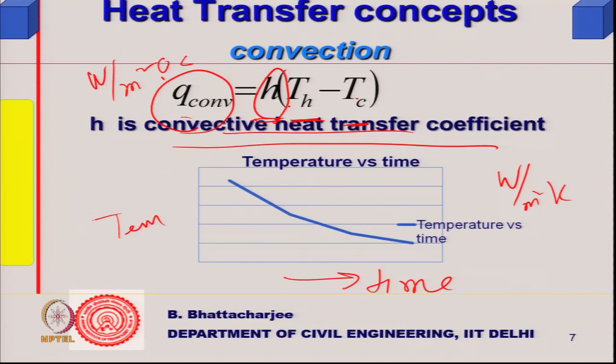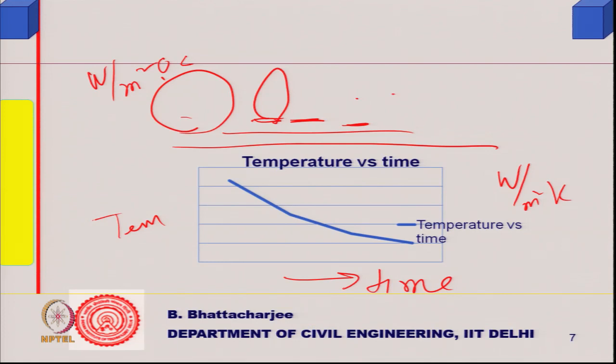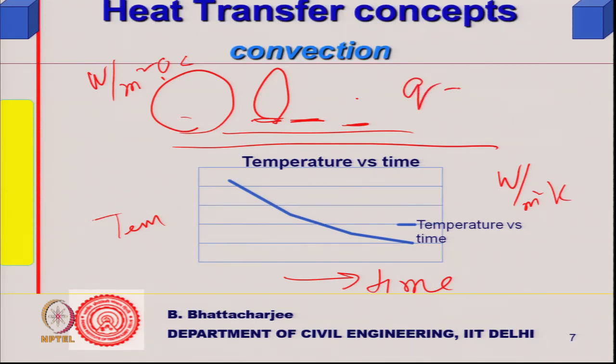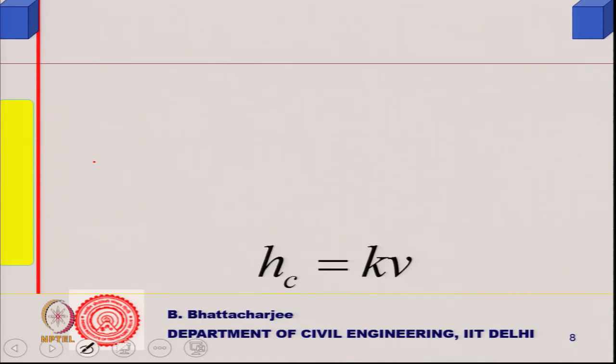What is the unit of thermal conductivity? Because we said Q equals K dT by dx, this is watt per meter square and this is degree centigrade per meter. So, it will actually be watt per meter degree centigrade. The unit of K will be watt per meter degree centigrade, okay. And the unit of convective heat transfer coefficient is watt per meter square degree centigrade. Let us look at radiation now.